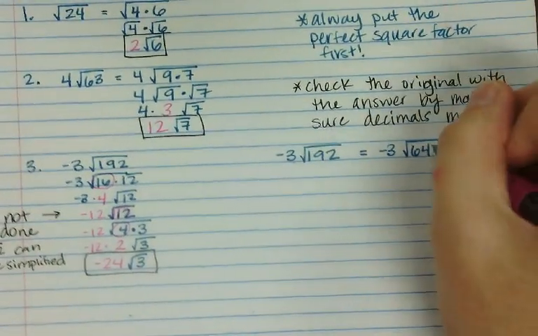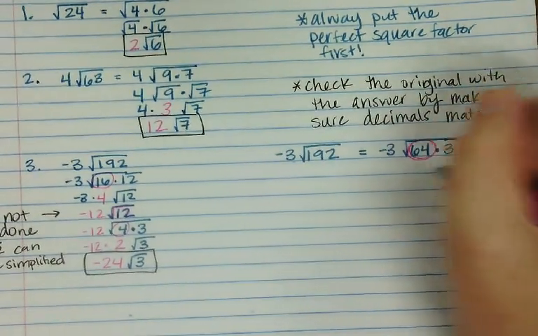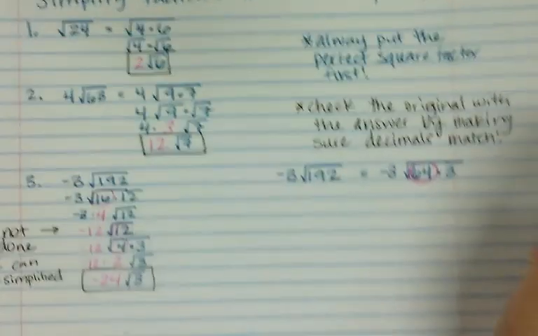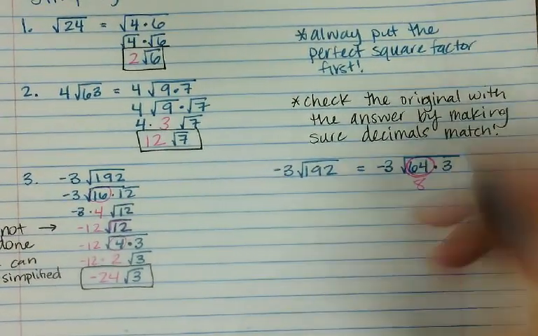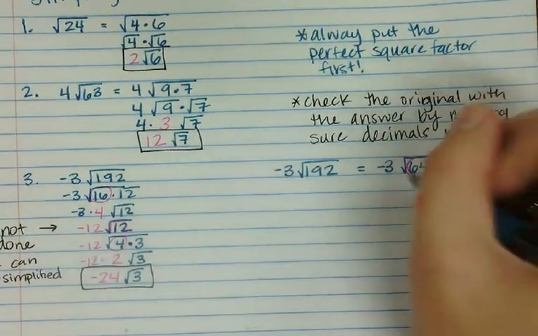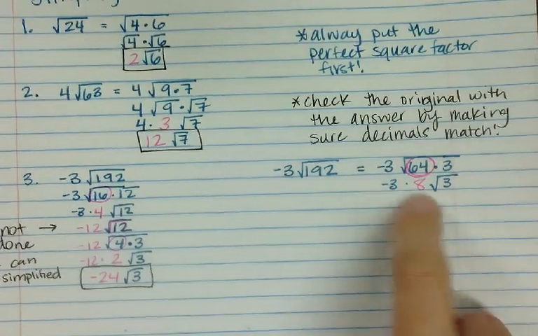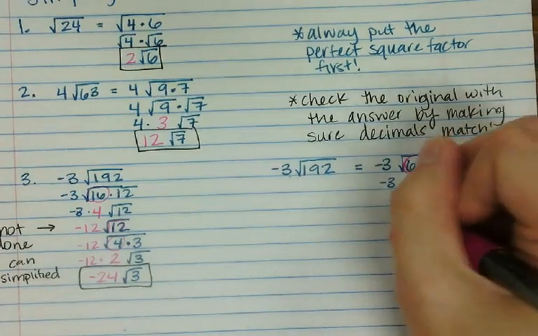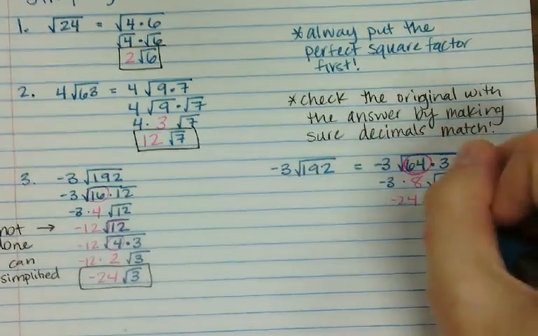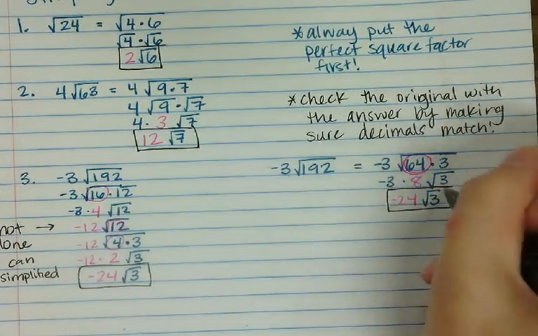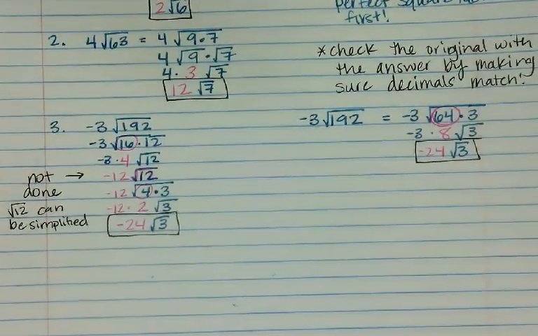Well, guys, what's the square root of 64? It's going to be 8. Very good. And so, guys, what got left behind was this little square root of 3 here. And then we have our negative 3 on the outside. And guys, what's negative 3 times 8? Negative 24 square root of 3. Guys, which process was faster to do? The 64 one.